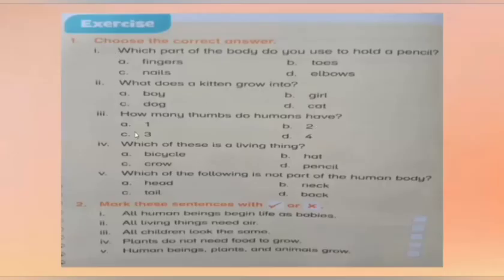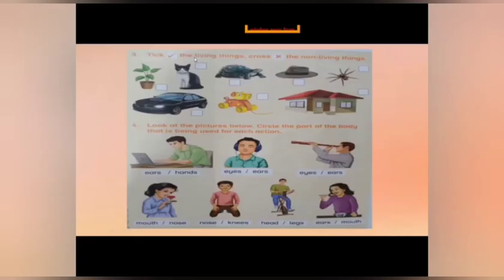Okay, now this is the exercise. Take the living things and cross the non-living things. Okay, take the living things and non-living things and look at the picture below. Circle the part of the body that is being used for each action. Okay, now you can see here in the picture. ठीक है, ये boy क्या कर रहा है, इस वक्त क्या use कर रहा है, आपको उस चीज पर सर्कल करना है.